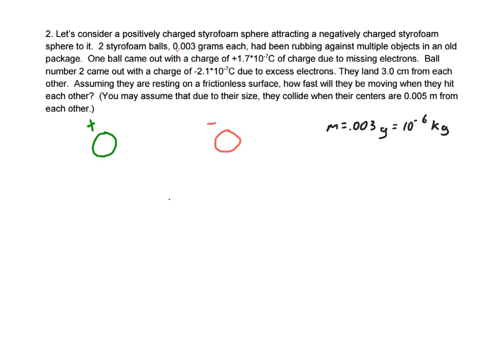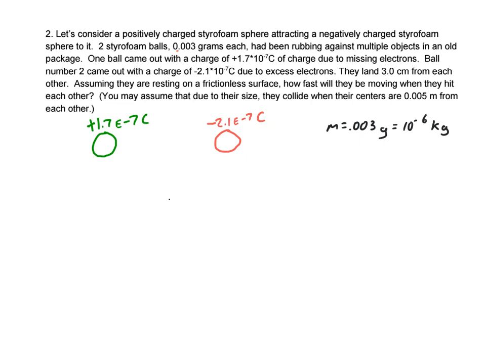They had been rubbing against multiple objects in an old package. One ball came out with a charge of positive, that's the green one, 1.7 times 10 to the negative 7 coulombs. Due to missing electrons, ball number 2 came out with a charge of negative 2.1 times 10 to the negative 7 coulombs due to excess electrons. Those two will attract each other.